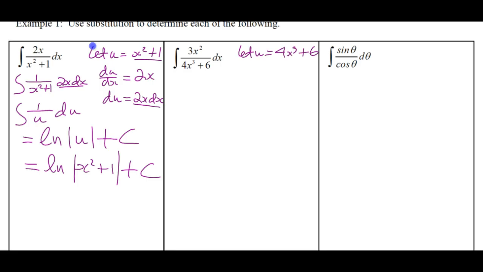So you always want to substitute for the denominator? Well, no. You want to substitute for the expression that you think of as the chain rule, the inner function, the 4x cubed plus 6. When I take the derivative of that, I'm going to get 12x squared, and I want an x squared. So when we do the derivative, what do we get? We won't write this out anymore, we'll just go straight to this. So du is equal to, what's this?